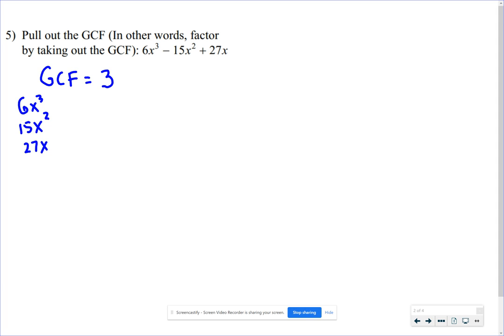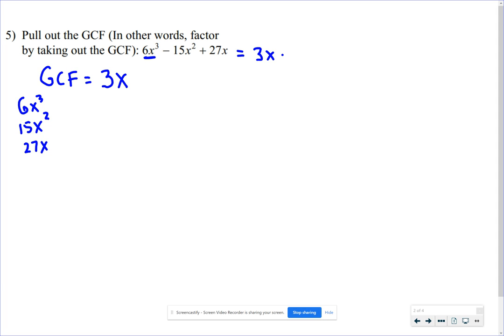Whoops. They also have an x in common, don't they? This one has 3, that one has 2, that one has 1. They have an x to the first power in common. So 3x is our GCF. So what I'm going to do is look and see what happens if I divide a 3x out of each of those pieces.